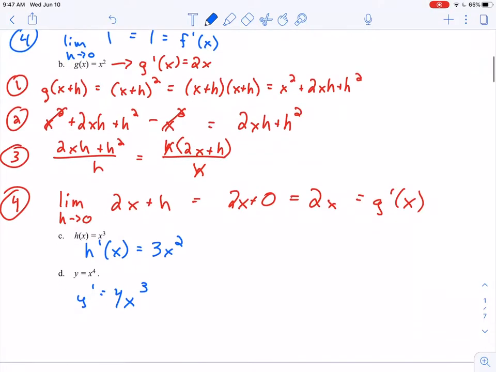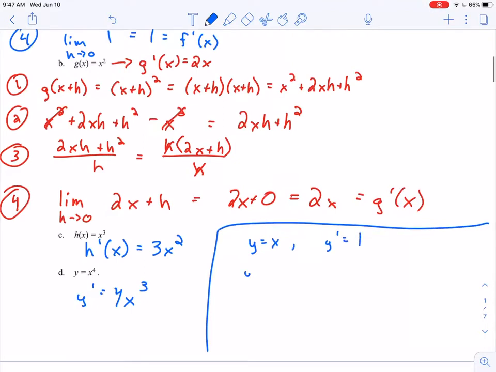So let's think about this here. Let's maybe try and organize this information just so that it's all in one spot. We said, okay, if y equals x, the derivative of that is 1. If y equals x squared, the derivative of that is 2x. If y equals x cubed, the derivative of that is 3x squared. If y is equal to x to the 4th, y prime is equal to 4x cubed.